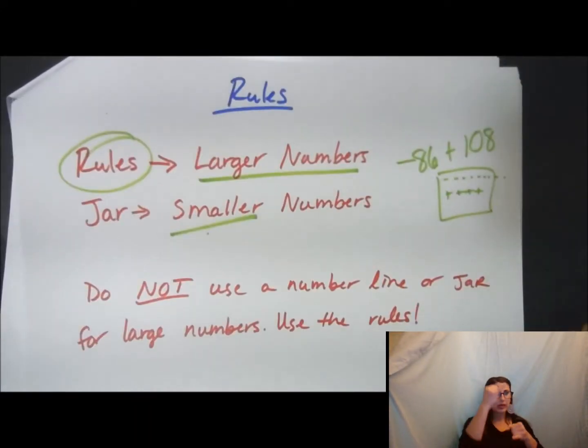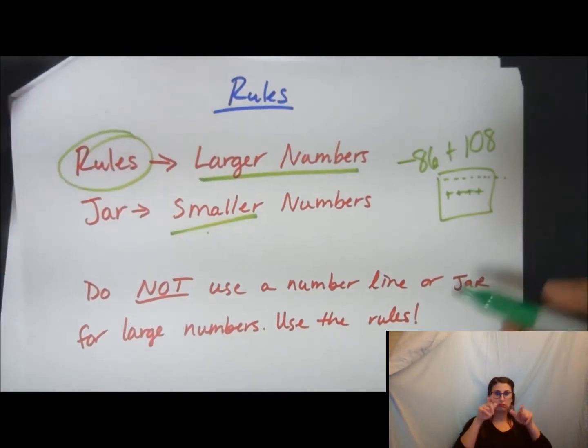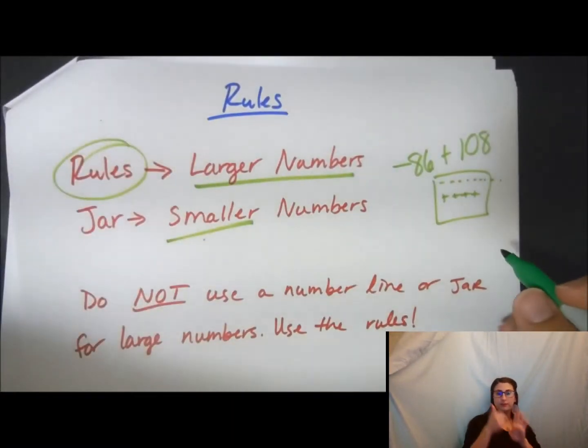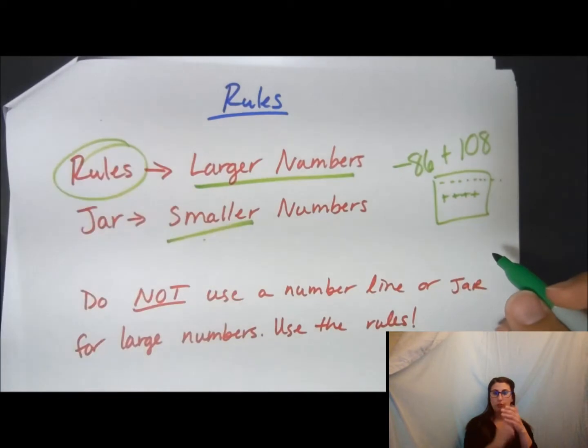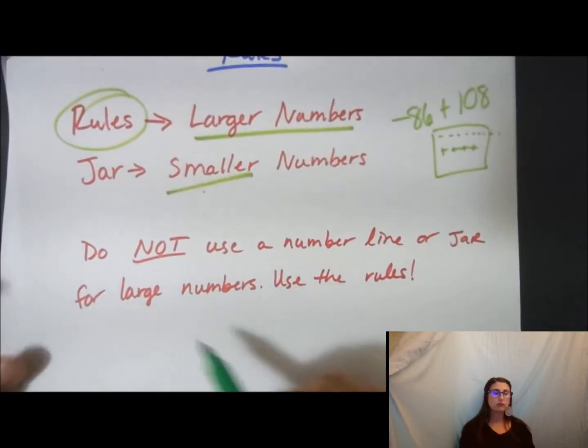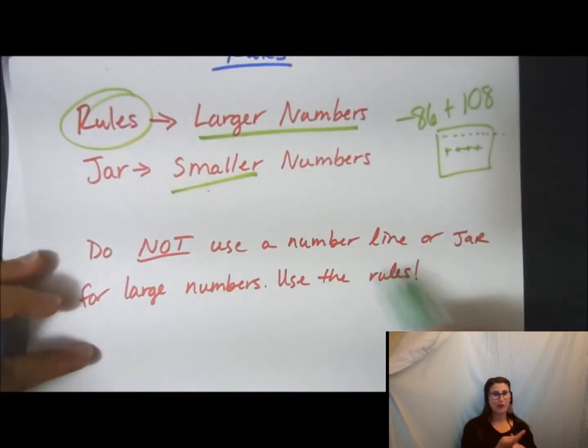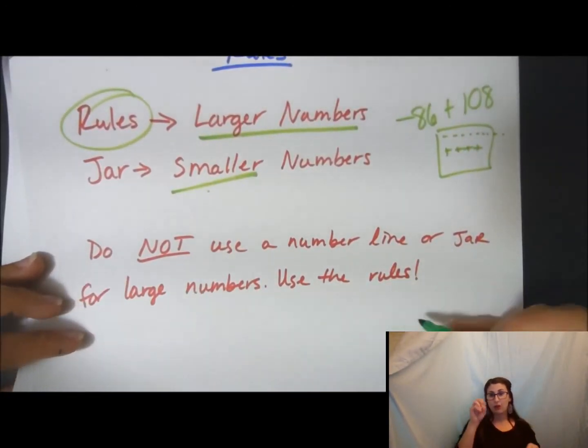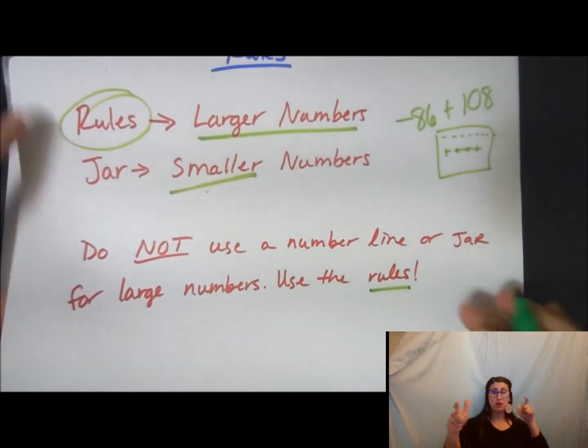All right, the last two slides, the last two paper slides I showed you connected the two, the rules with the jar, to prove that the rules do work. All right. So do not use a number line or a jar for large numbers. Use the rules.